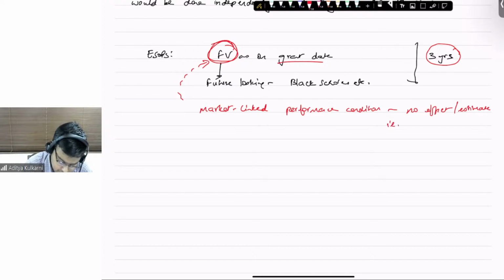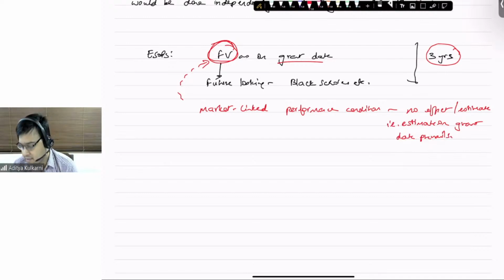That is, estimate on grant date prevails. Estimate on grant date prevails. Is it okay? So this is as far as market linked performance conditions are concerned. Don't give any effect to the future, because your fair value on the grant date has seen the future and done it, and thereafter we cannot modify the fair value. So this is the reasoning behind market linked performance condition.